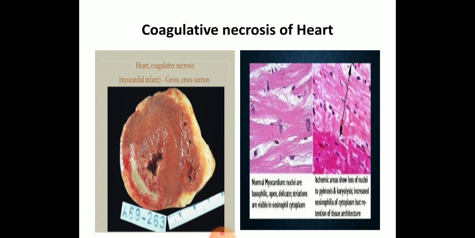The nuclei of the myocardial fibers are basophilic, open, and delicate, and you can easily see the striations. Whenever there is myocardial infarction, it may cause ischemic necrosis. Ischemic areas are characterized by loss of nuclei, pyknotic and karyolytic nuclei, increased eosinophilia of the cytoplasm, but retention of the tissue architecture, meaning you can still identify the organ.